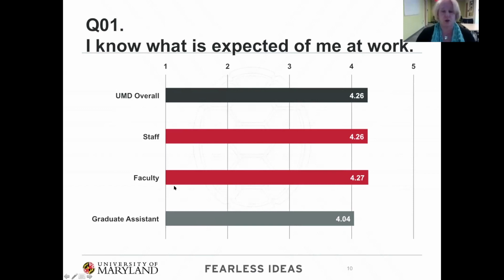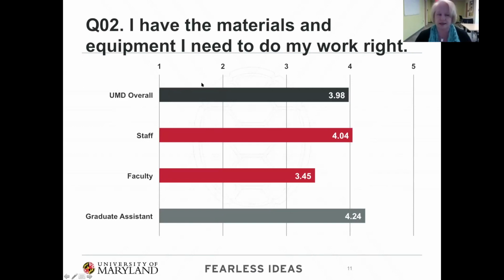So let's look at this for question 1. Again, the University of Maryland overall was a 4.26, staff right up there at 4.26, faculty just a hair above that, and graduate assistants a little bit below that, but still above a 4 for knowing what's expected of me at work. Question 2, "I have the materials and equipment I need to do my work right." UMD overall, 3.98. Staff a bit higher than that, faculty a fair substantial amount lower than that, and graduate assistants feeling like they have materials and equipment they need to do their work above and beyond faculty and staff. All right, so those are questions 1 and 2.